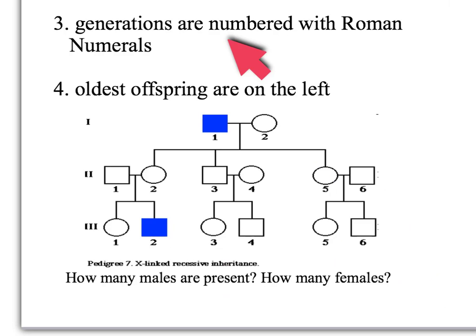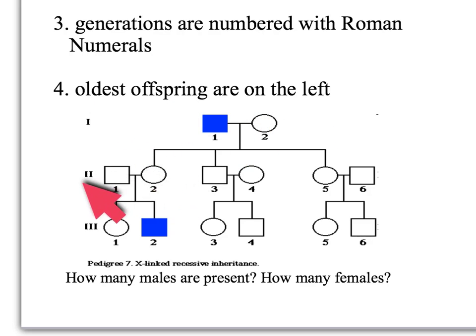Okay, let's look at some other characteristics found in a pedigree. You'll notice over here we have these Roman numerals, 1, 2, 3. Those are generations. So this right here is our eldest generation. We could say that these are the grandparents. These grandparents have mated. They have one eldest daughter. Our oldest offspring are going to be on the left.